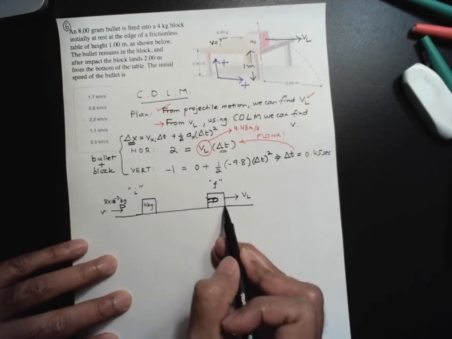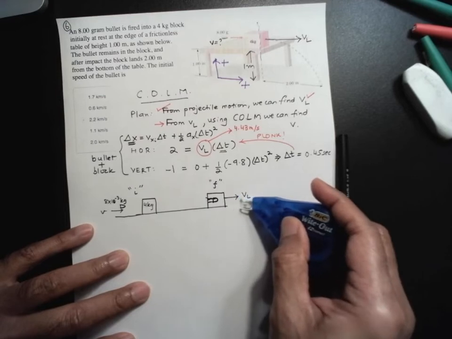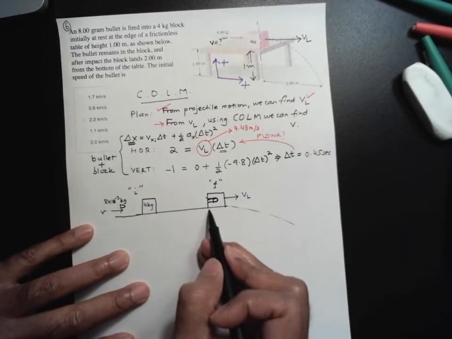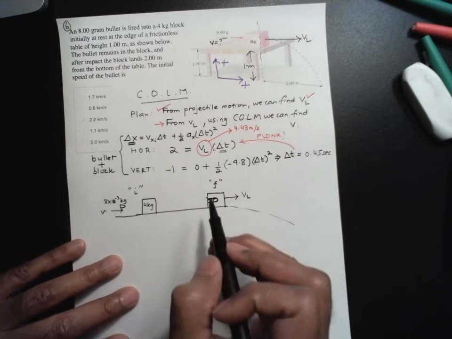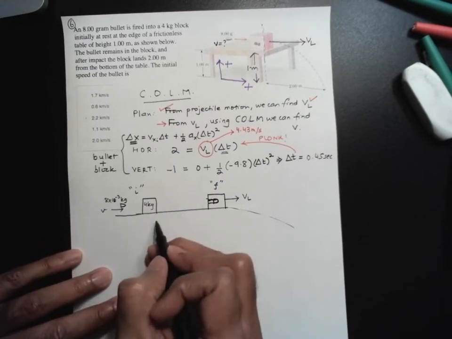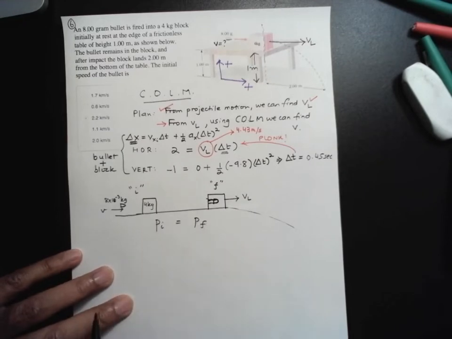So this is just before they, there's no table here. There's no surface. It's about to go off. Okay. So there you go. So now between the initial and final, so what is it now? The initial momentum equals the final momentum, right?